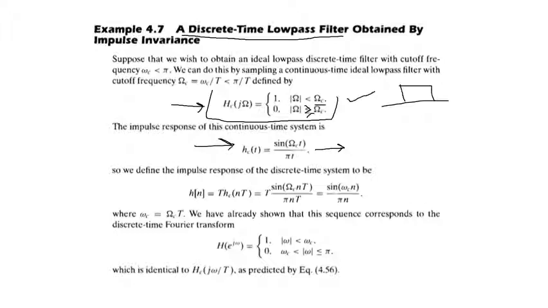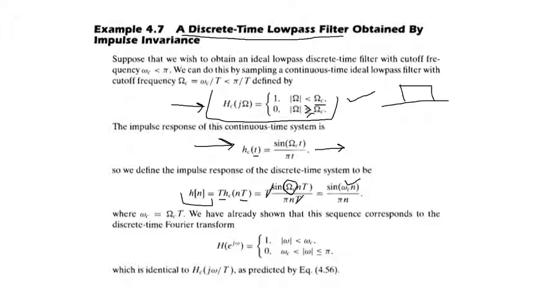Now the point is how to find h[n]. Once we have this impulse response, we can replace the small t with nT and multiply it with T. After solving, we get T sin(Ω_c nT) divided by πnT. We know that Ω_c times T is the small ω_c, so this becomes sin(ω_c n) divided by πn, because this T gets cancelled with this T.